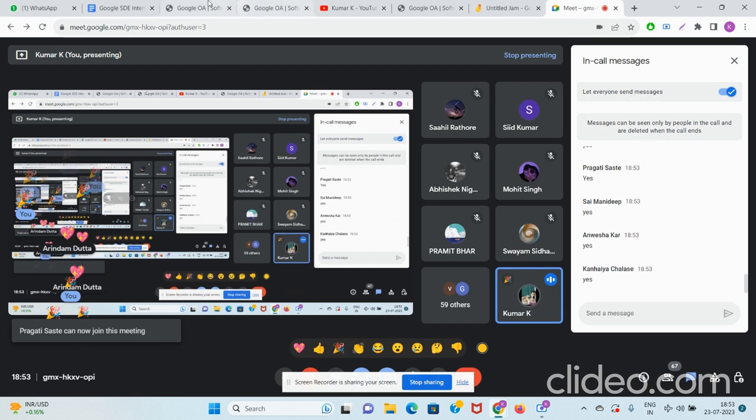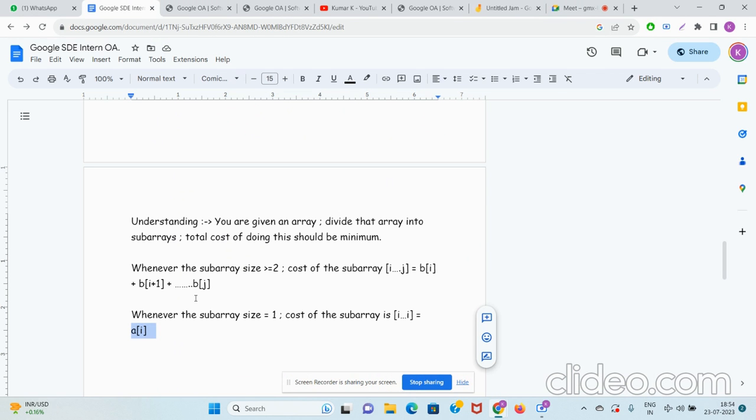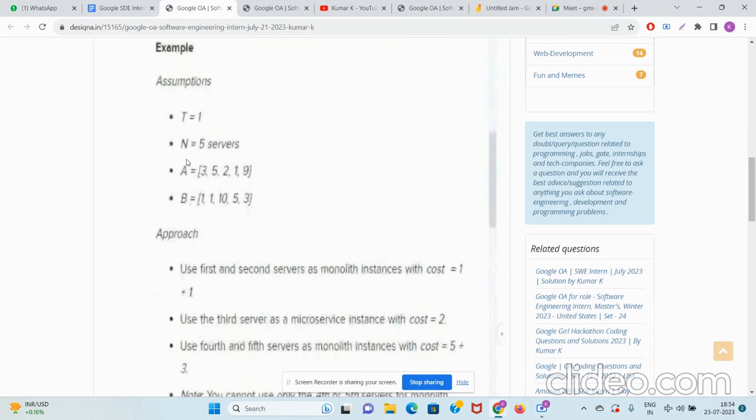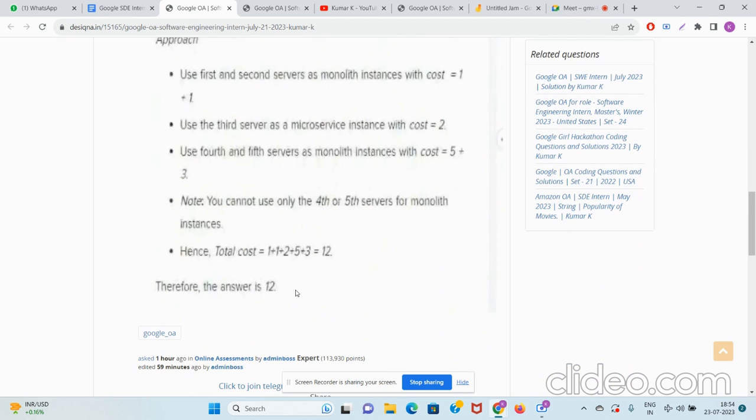Now, guys, the thing is that now, what will we do? What is the Google OS saying? Five servers were given, 35219 and 111053. So, guys, what they did, they used the first and second server from the B array, so one plus one, two. The third server they used as a microservice, so two is the cost. And the fourth and fifth they again used as a monolith service, so five plus three is the cost.